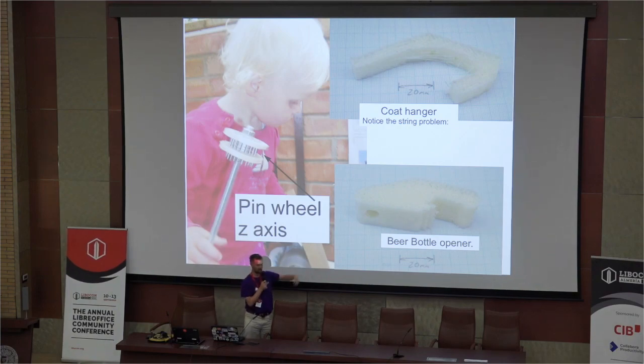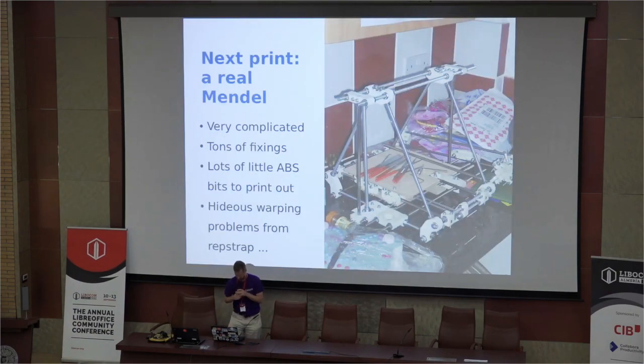And then you can print your beer bottle opener, if it so pleases you, or a coat hanger, a very bad one. Notice the stringing. This is what happens if you carry on printing and plastic keeps coming out as you move, which is not ideal. So then, having made the very bad wooden plastic printer, you can make the slightly less bad plastic printer.